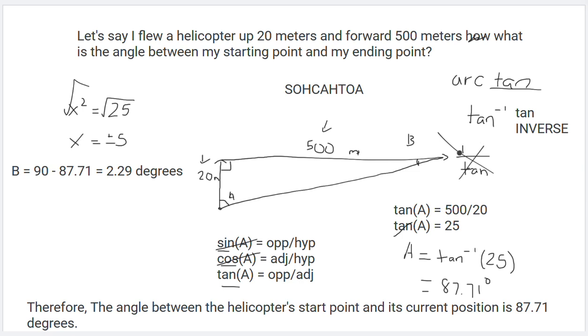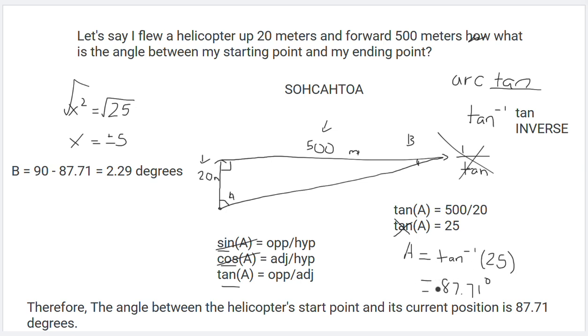It doesn't actually mean 1 over tan. Don't write it like this. It's not a polynomial exponent. What it means is the tangent inverse. It basically undoes the tangent function. So I have tan of A equals 25. This angle A equals, if I take the tan inverse of both sides, tan and tan inverse cancel out. So I have A, and then the tan inverse of 25, I'd write that down. So A is the tan inverse of 25.